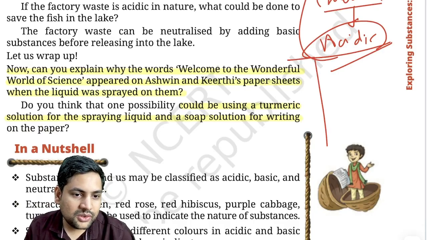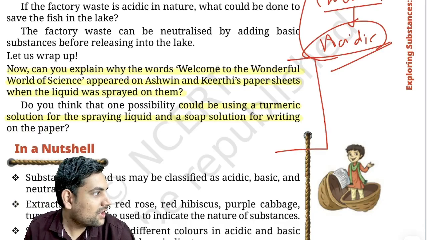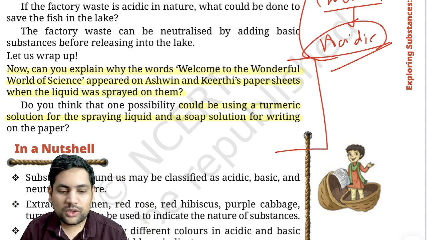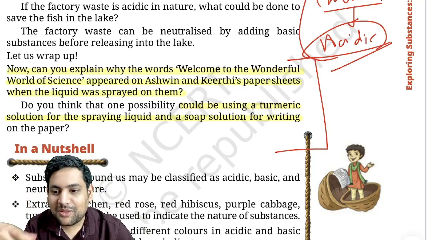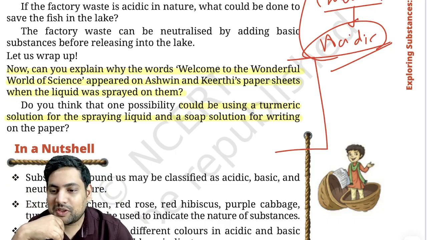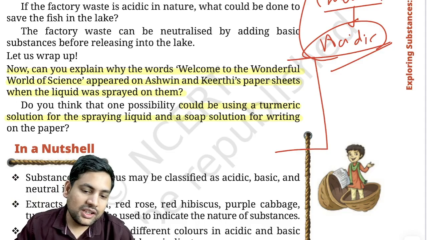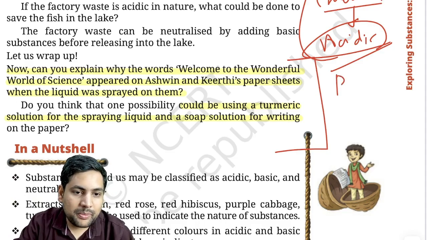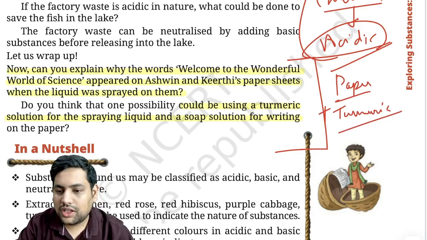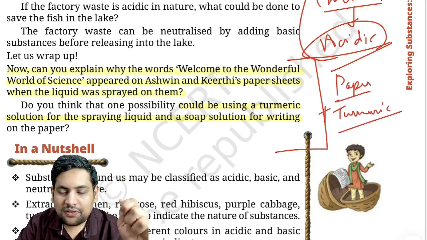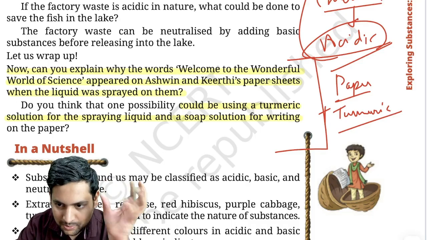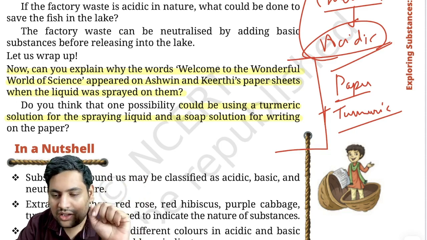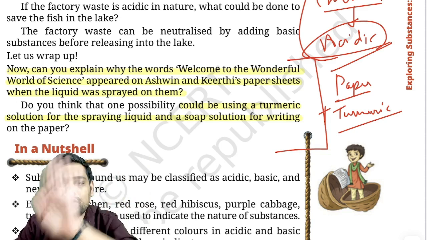Now you tell me the final question. What do you think was on that paper, because of which when he sprayed something, the letter started being visible, which was not visible earlier? Now you think that it may be that the paper had turmeric on it, correct? Now if it was turmeric, turmeric can turn in a basic solution to red color, correct? So turmeric, it was all looking yellow.